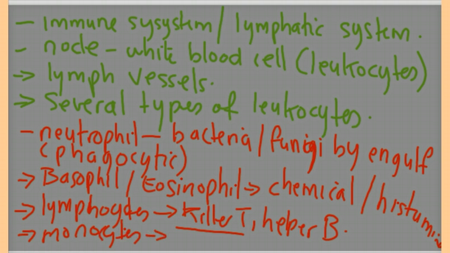And this is like the cleanup crew that goes and engulfs or eats up all the dead bacteria and dead cells. The monocyte is also said to be phagocytic. Any cell that eats up or engulfs microorganisms is said to be phagocytic. So that's why the neutrophil and the monocytes are said to be phagocytic types of cell.